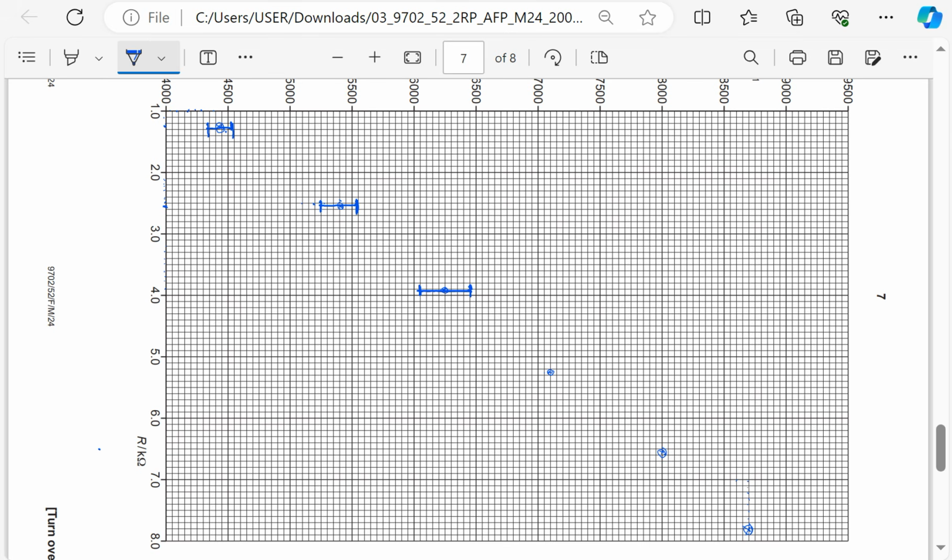Then the next one is 260. So those are almost 5, slightly above 5 boxes. So we have 1, 2, 3, 4, 5, slightly above. 1, 2, 3, 4, 5, slightly, because it's 260.